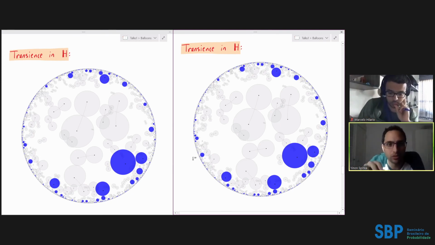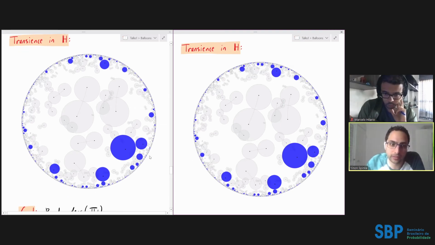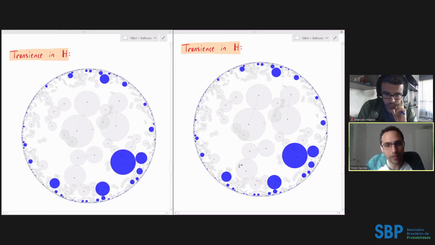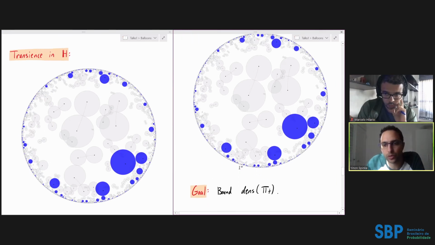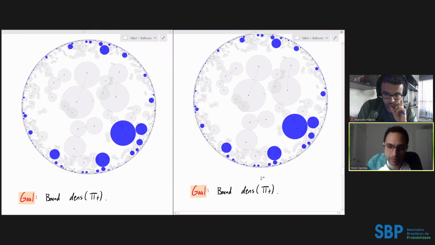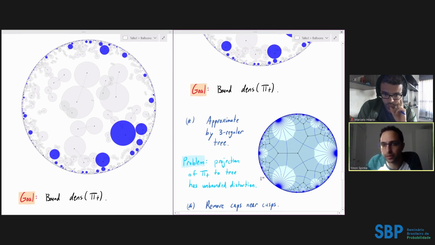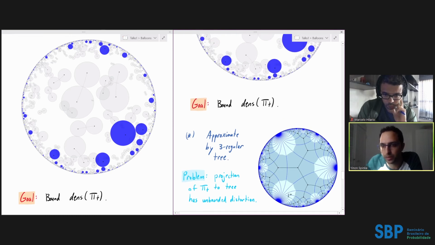Unfortunately, we weren't able to do this directly on the hyperbolic plane. That would be an interesting thing to do, but we don't know how to do that. Instead, as I said, this is our goal, to bound the density of pi t. Instead, what we're going to do is approximate the hyperbolic plane in this Poisson disk model by a regular tree. So you see here the regular embedding of this 3 regular tree.